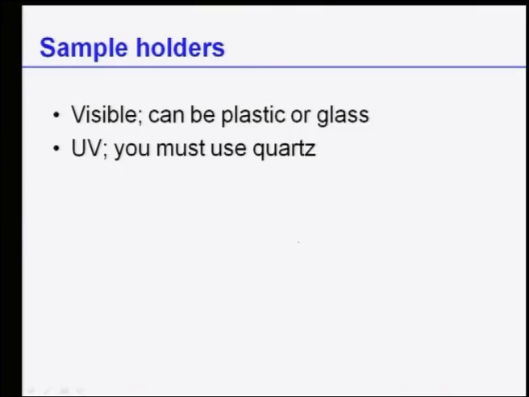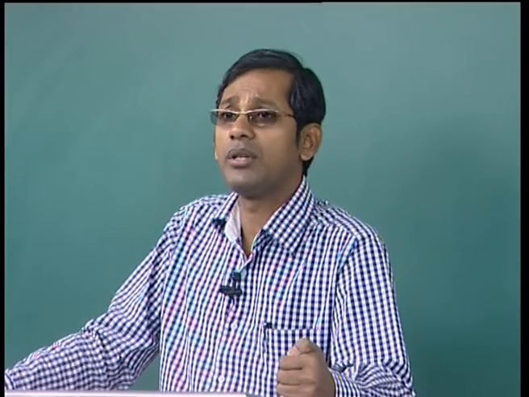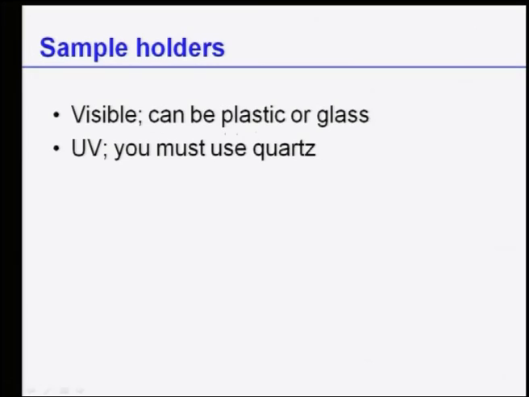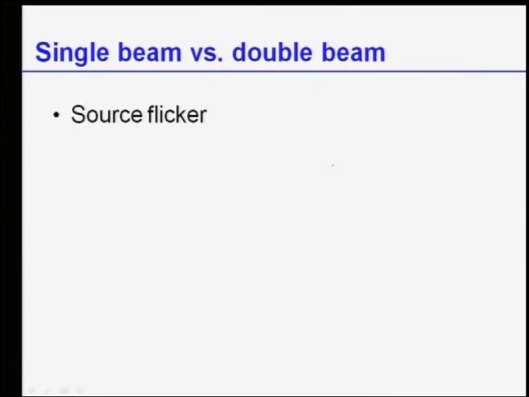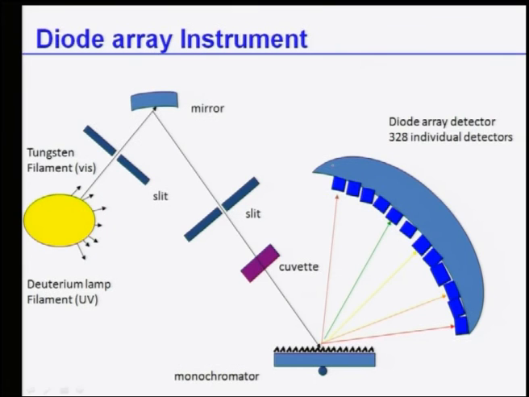And sample holders are also very important for instrumental purposes. For visible, use plastic or glass; for UV you must use quartz. These are all examples. You can have single beam or double beam. Normally double beams are used, but single beam can be used, but we have a source breaker.